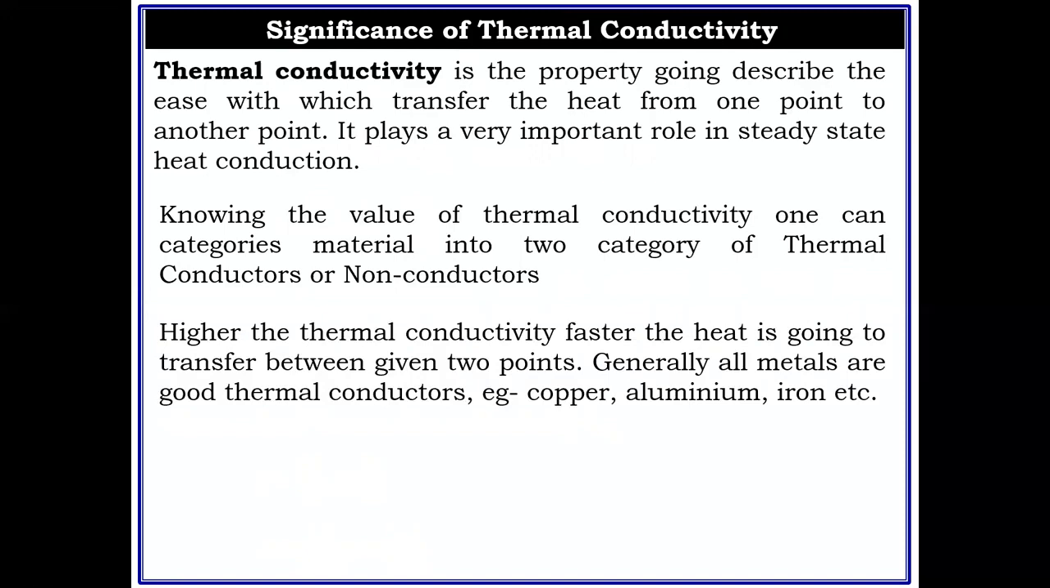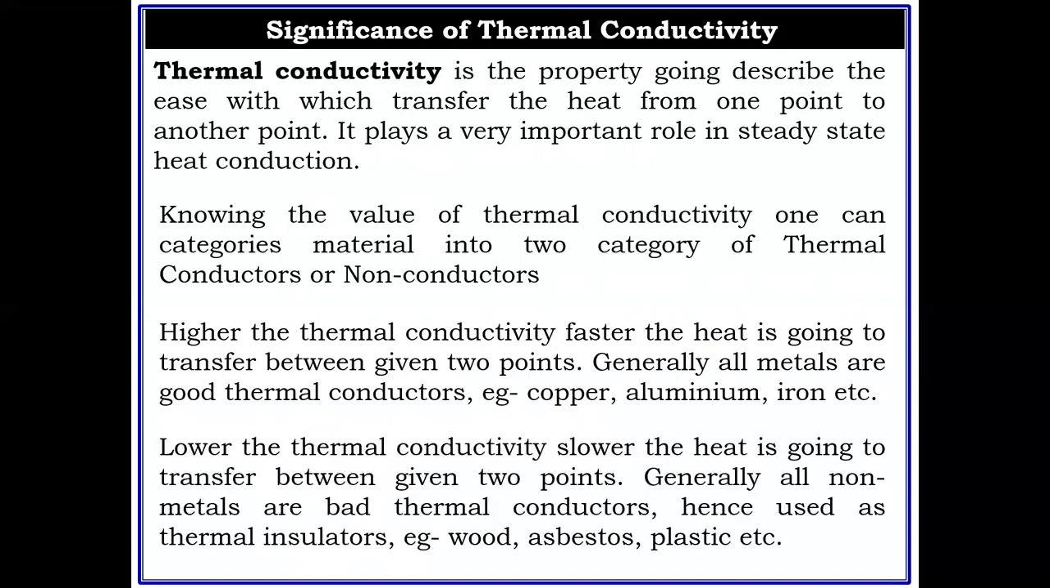The next significance is, the higher the thermal conductivity, the faster the heat is going to transfer between two given points, and generally all metals are good thermal conductors, for example copper, aluminum, iron, etc. And the lower the thermal conductivity, the slower the heat is going to transfer between two given points, and generally all non-metals are bad thermal conductors, hence used as thermal insulators, for example wood, asbestos, plastics, etc.